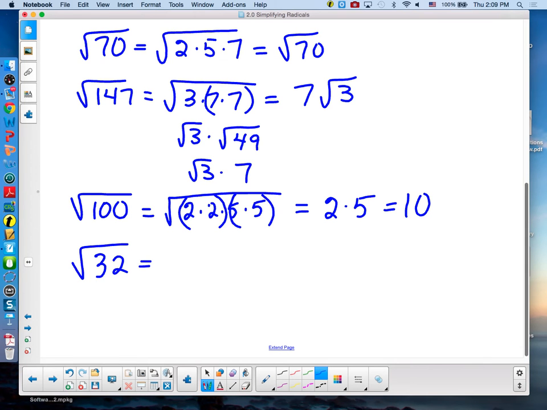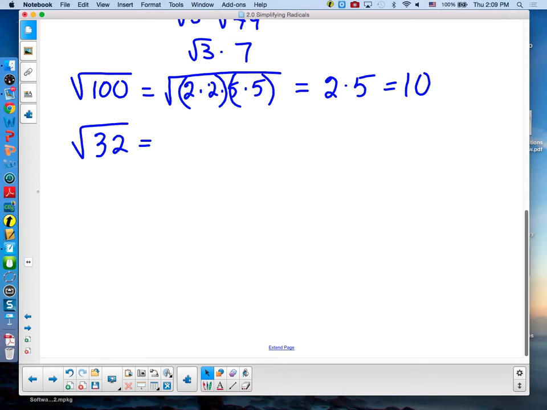Okay, square root of 32. What would that simplify to be? You might have your factoring from the bell ringer. If not, get it factored. Not tempted to grab your calculator, are you?